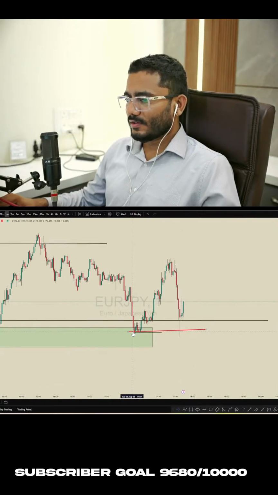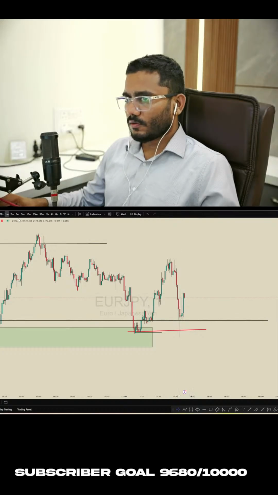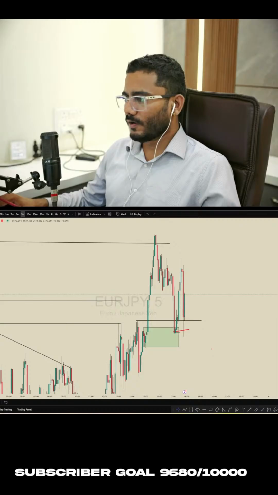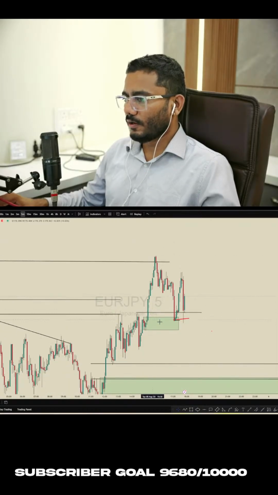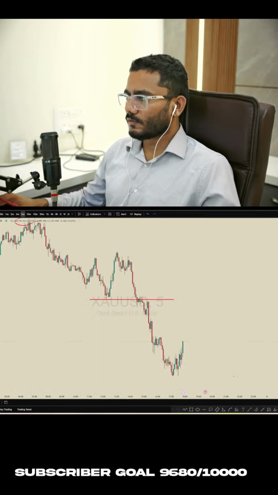Here also price took out this low. Price closed in this structure. So we can expect a pullback and it should continue higher, taking out all this liquidity. Let's see.